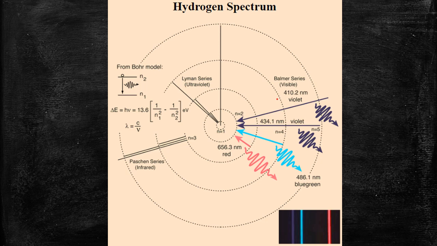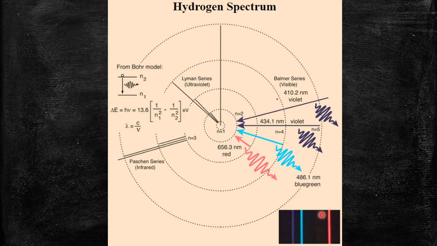In the hydrogen spectrum, we see the violet region, which is n equal to 6 to 2, and n equal to 4 to 2 is for the blue-green, and n equal to 3 to 2 is the red light in the wavelength.